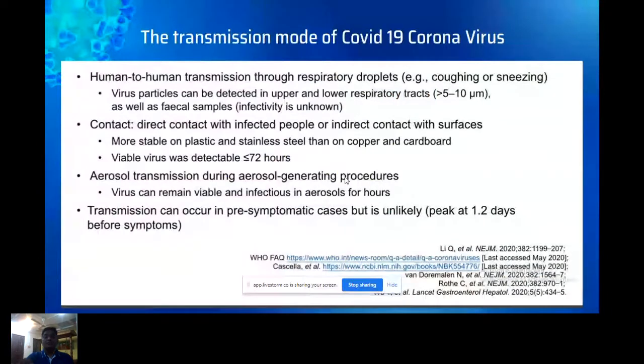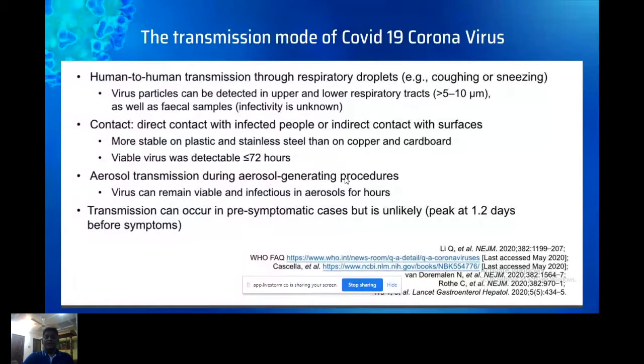Whenever somebody who is infected coughs or sneezes, those respiratory droplets come out, in a size bigger than 5 to 10 microns. They might also be present in fecal matter, but the infectivity of fecal species is not yet known. But when it comes from respiratory droplets, it is definitely going to infect the human. Then there is direct contact with infected people, or indirect contact with surfaces. When we sneeze or cough, these droplets accumulate on the surface.